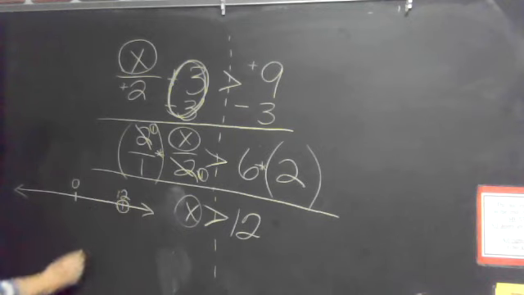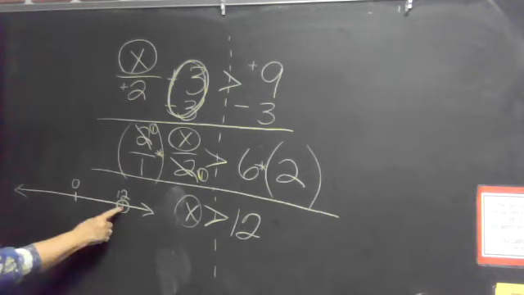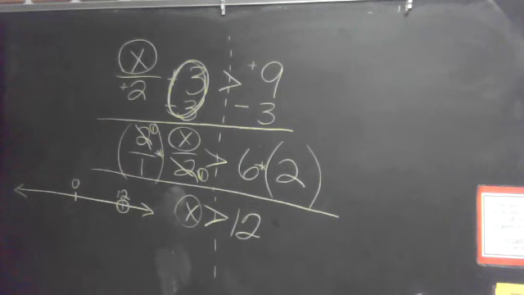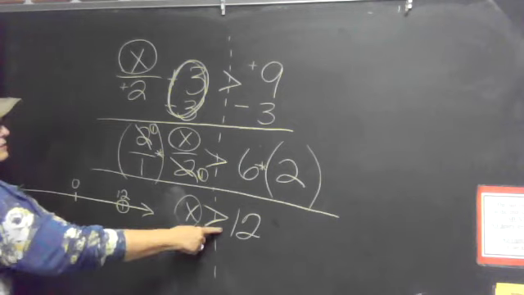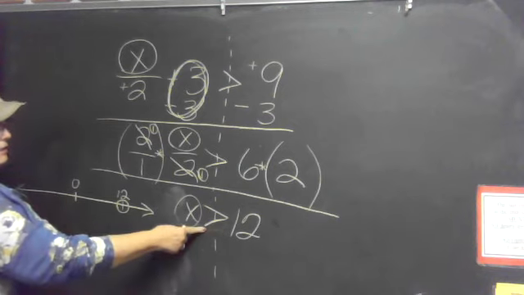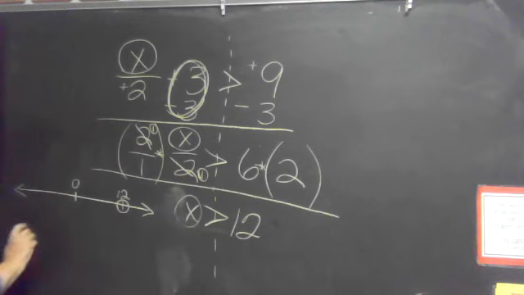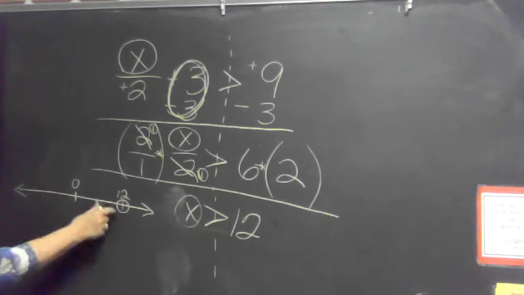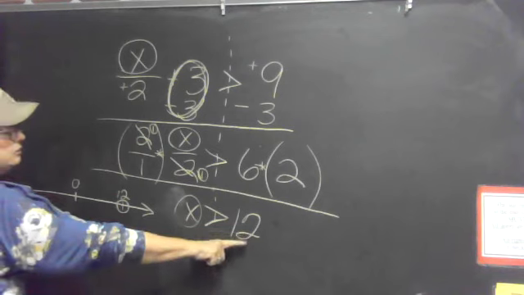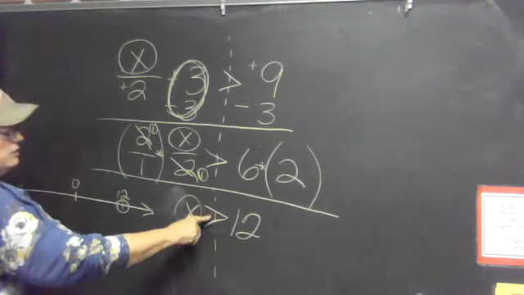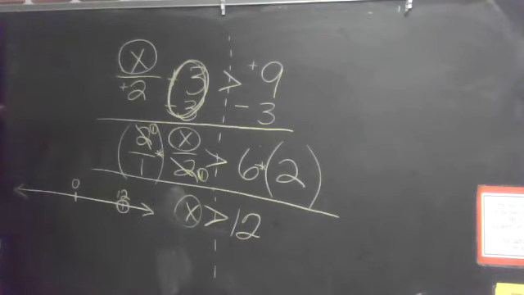And it's very important, so we're going to circle it. Now, we have two decisions to make. We have to decide whether we color this in. We do not color it in because it is not equal to. If there was an equal line here, then you would color it in. We don't color it in because it's not equal to 12. It's greater than 12, but not equal to 12. So we can't color that in.